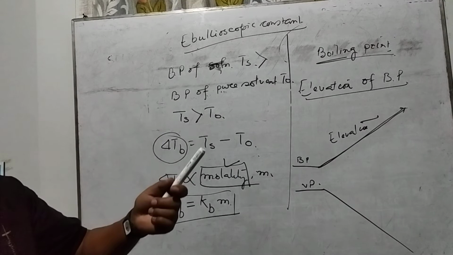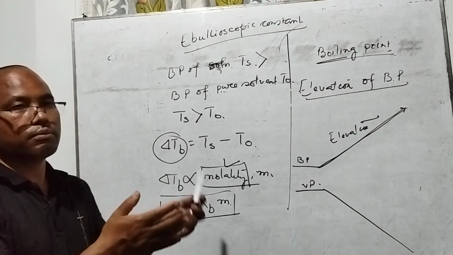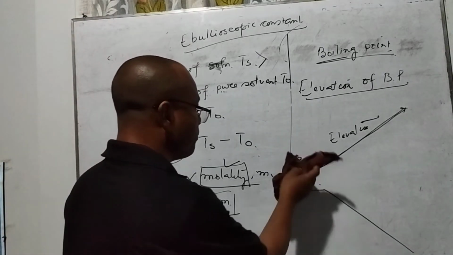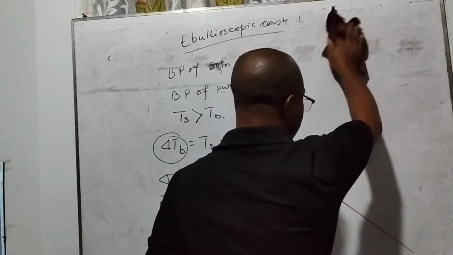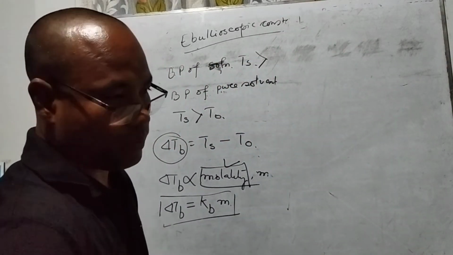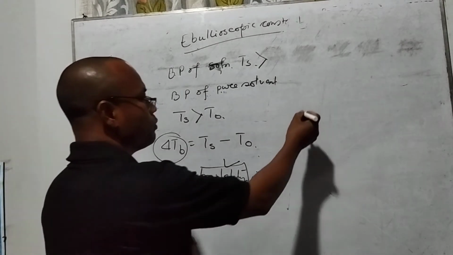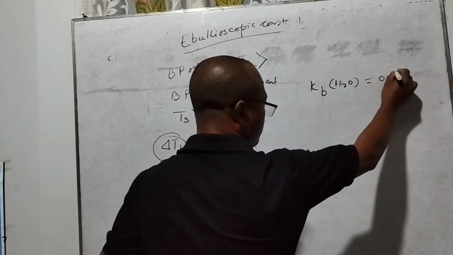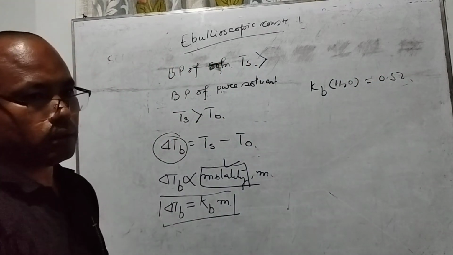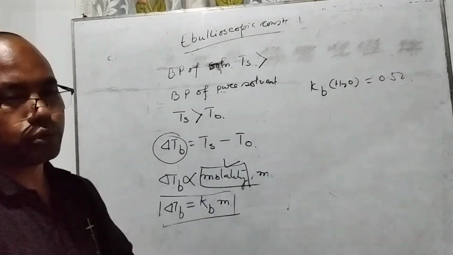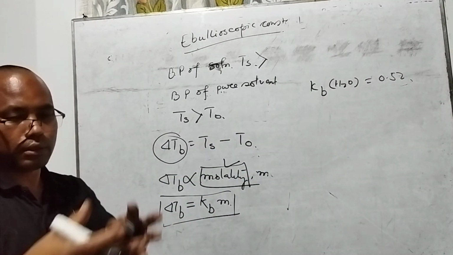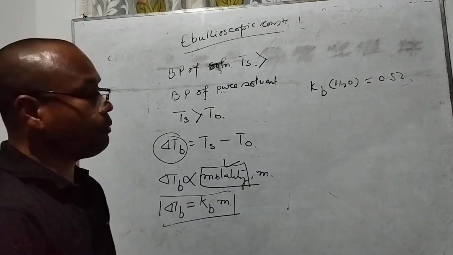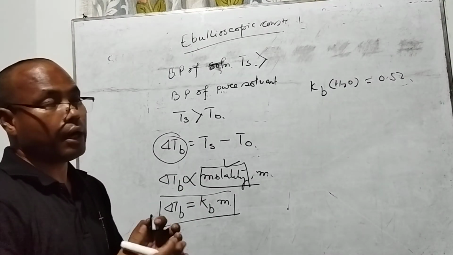For some solvents this Kb value is very high, and for some solvents it is very low, right? So what is the importance of this Kb value? It's listed in our book. For example, water. What is the Kb value of water? Yeah, 0.52, right? But we also have benzene, cyclohexane, some very common solvents.